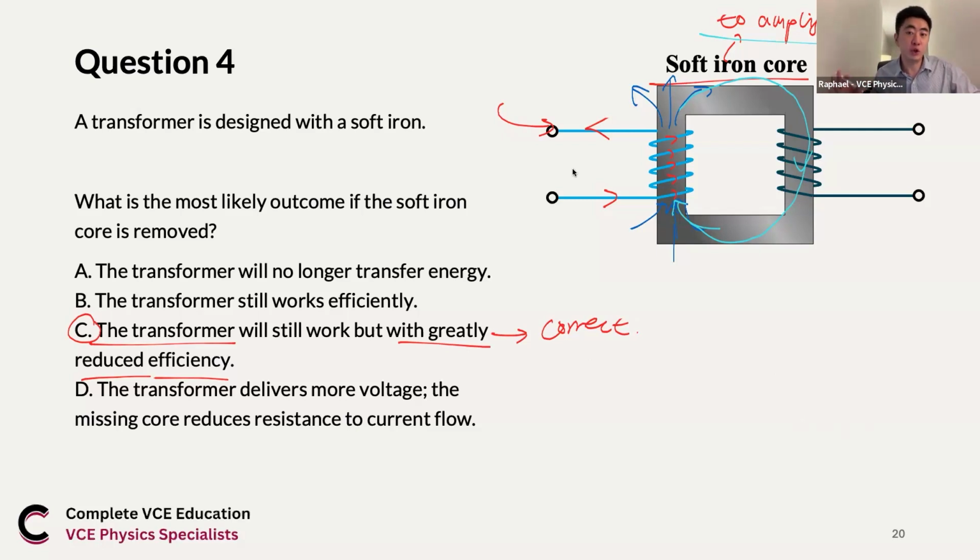So if we lose the soft iron core, no worries, we're still going to produce B field that's going to pass from the first coil to the second coil. It's still going to happen. It's just less efficient because we're not amplifying it.